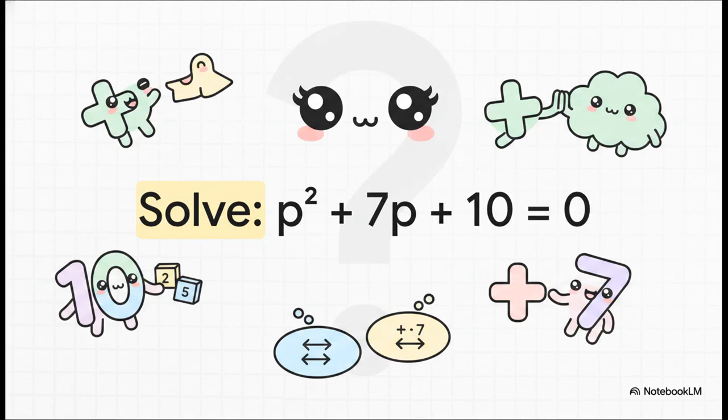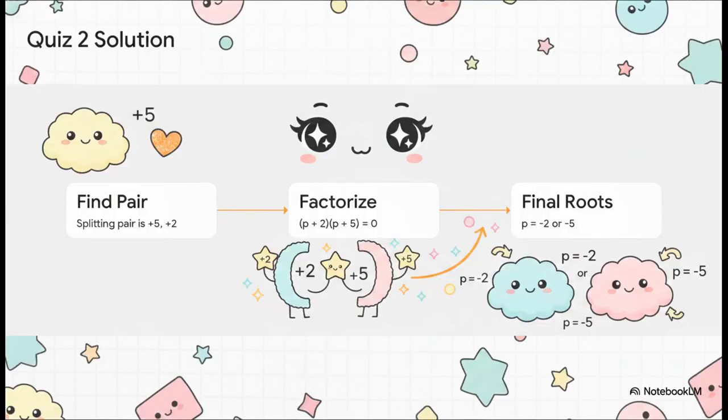Quick quiz 2, solve p squared plus 7p plus 10 equals 0. Keep your eyes on the prize. We need two numbers that multiply to +10 and add to +7. Everything is positive here, so this one should be a breeze. Got the numbers? Here's the breakdown for that one.